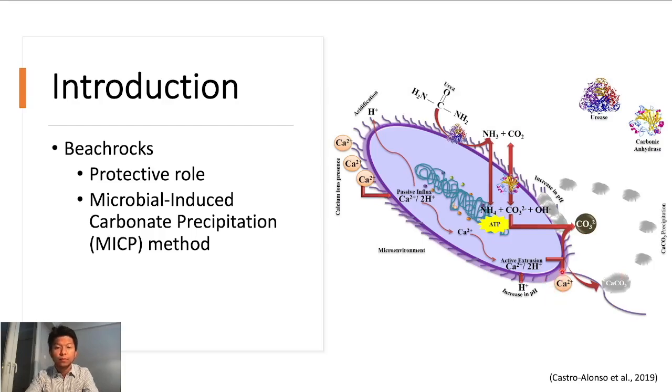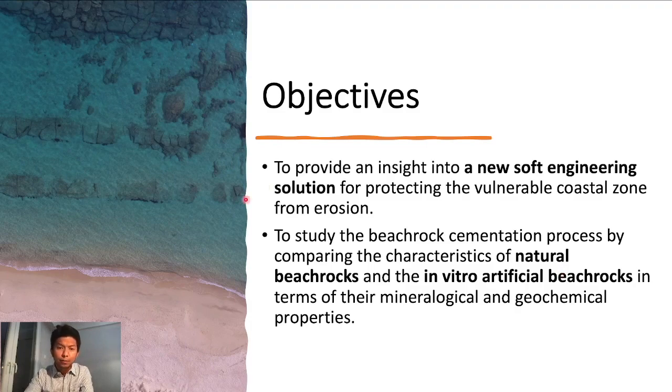So for the objectives of this study, number one is to provide an insight into soft engineering solutions for protecting vulnerable coastal zones from erosion. Number two is to study the beach rock sedimentation process by comparing the characteristics of natural beach rocks and the in vitro artificial beach rocks in terms of their mineralogical and geochemical properties.